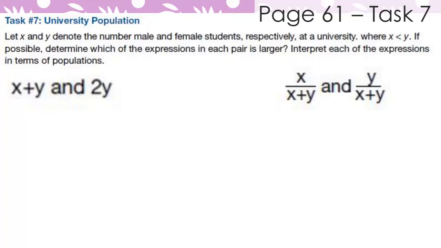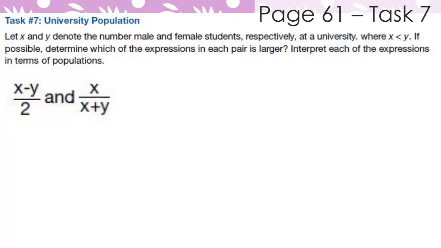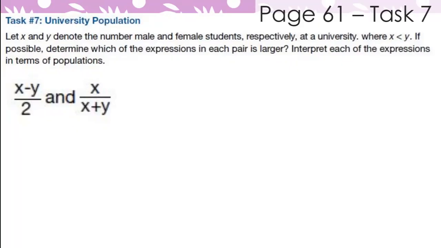All right, so let's open up our workbooks now to page 61. And this is similar to what we did yesterday. This is called university population. Now, did we get through two of these? Okay. Because my other class did not. So we already did these two, right? Okay. So here's the third one.